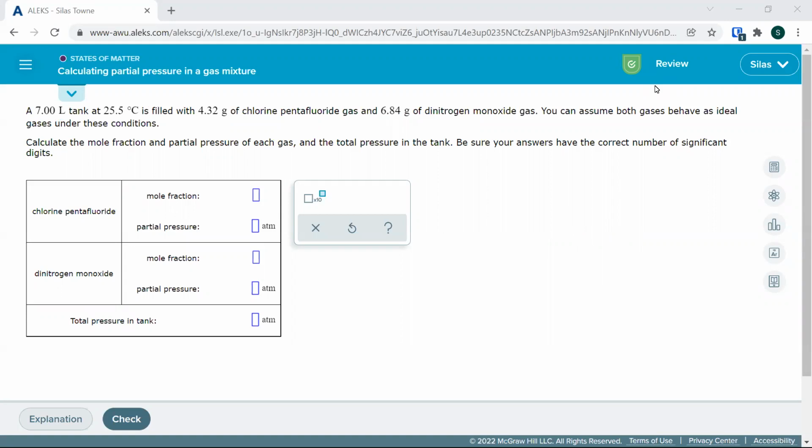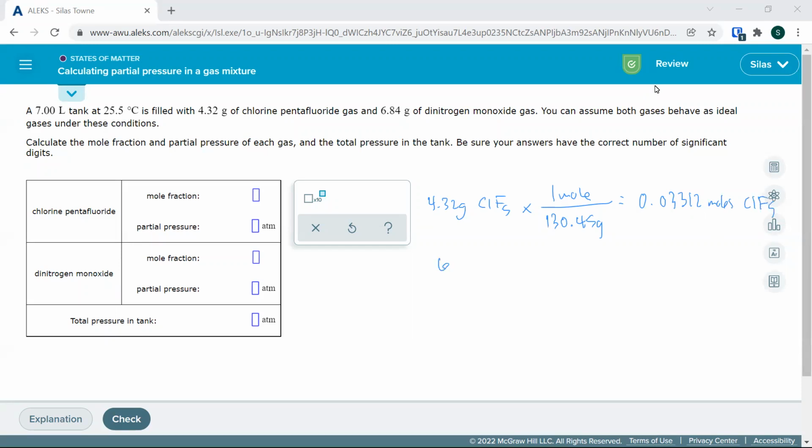So I'm going to start out with my chlorine pentafluoride, so 4.32 grams. And this has, I looked it up, 130.45 grams per 1 mole. And so with 4.32, we get 0.03312 moles.